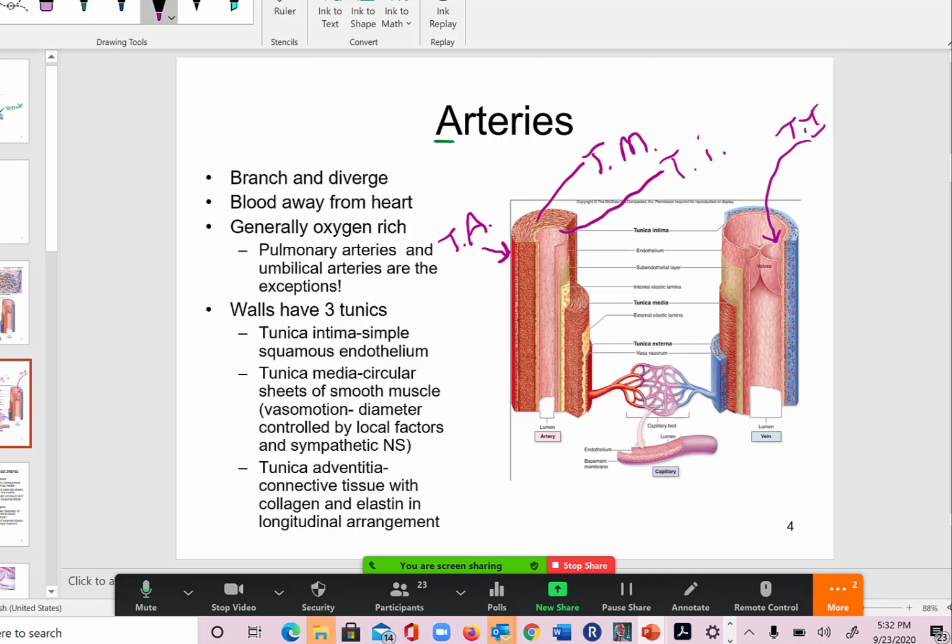I'll be right back. So those are our 3 tunics. And again, not all the blood vessels that I'm going to cover will have all 3 tunics. As we go through all of the blood vessels, be mindful of what's happening to the tunics. Are they changing in width, like the tunica media? Or are they disappearing altogether, like the tunica media?